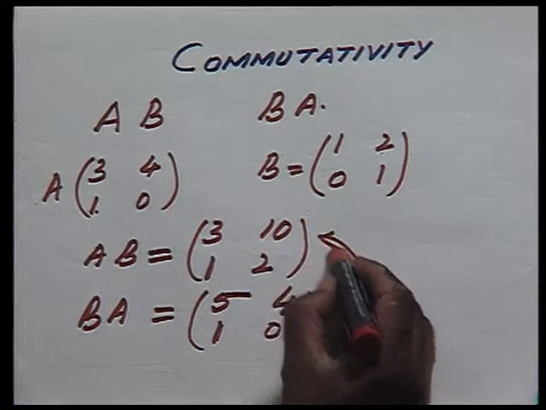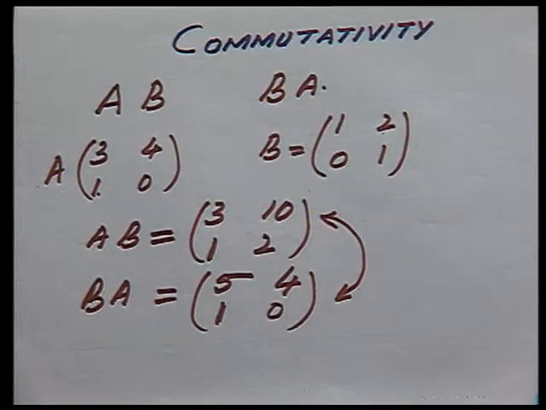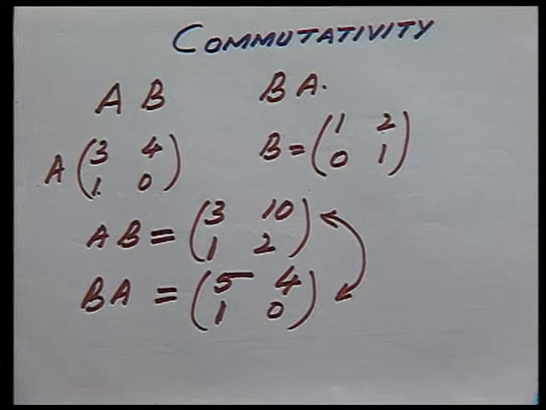What can you say about these two now? Do they match? 3 10 5 4 1 2 1 0. It does not come true. See, this is another situation that even when the two matrices are compatible for multiplication, the result may not be commutative, but then there are cases where the matrices may not be compatible for multiplication at all.